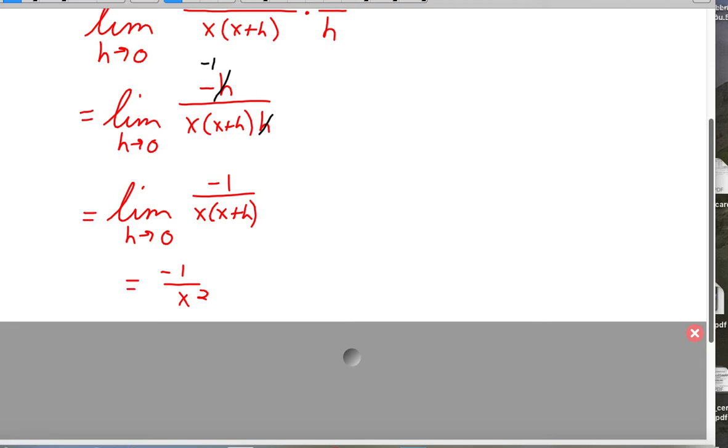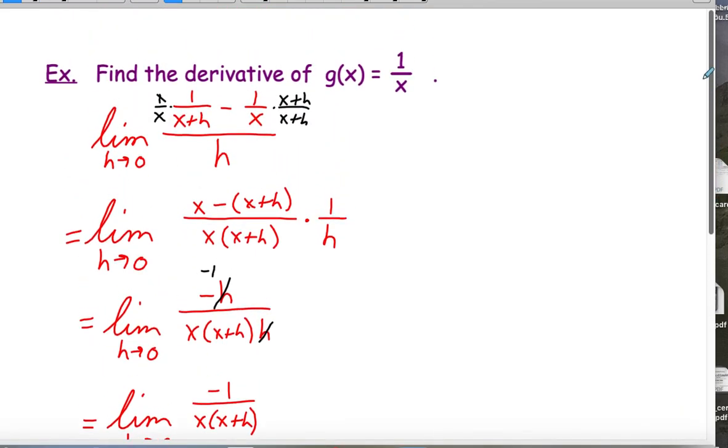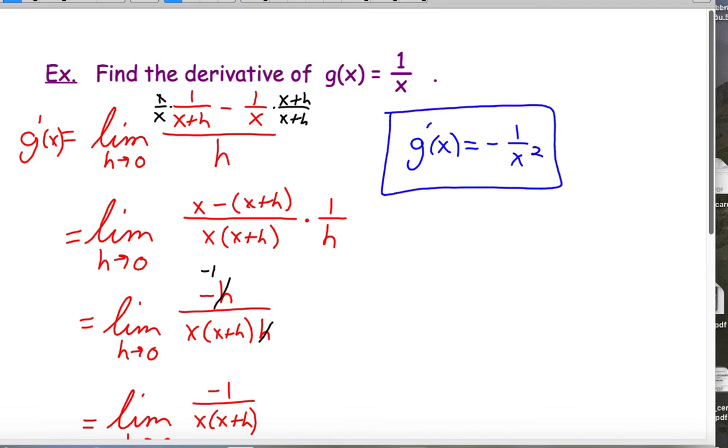And so what we have just calculated is g prime of x, or the general derivative of g. So g prime of x is equal to negative 1 over x squared. And now I could find the derivative of g of x, or the slope of the tangent line to g of x at any particular x value, simply by plugging in that to my derivative function.